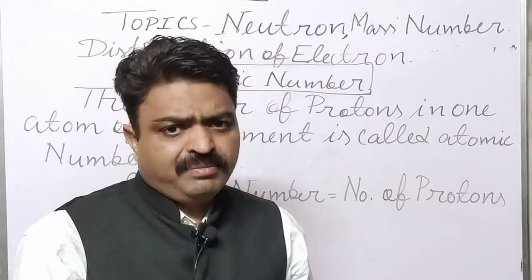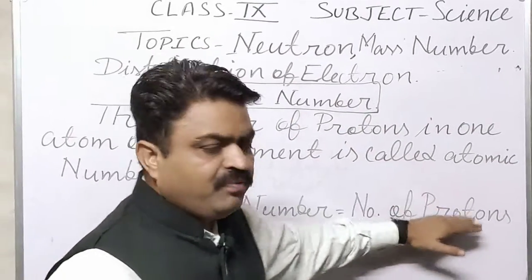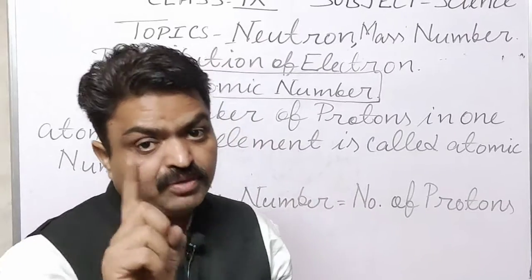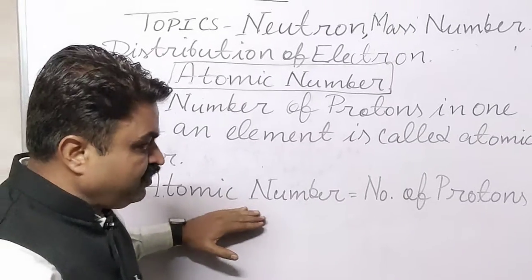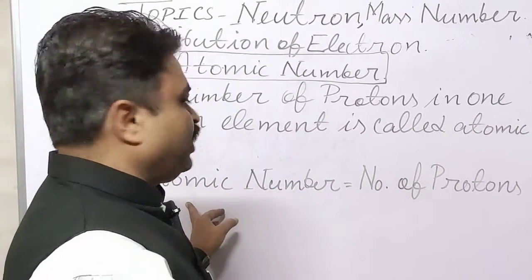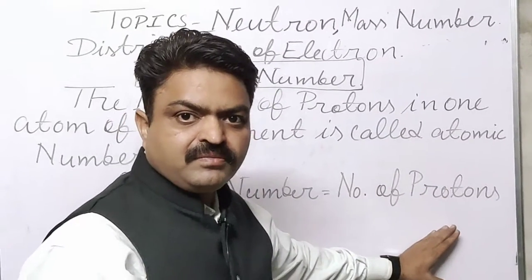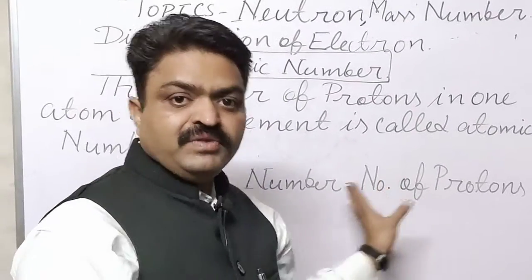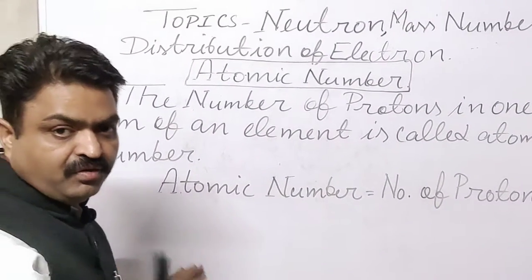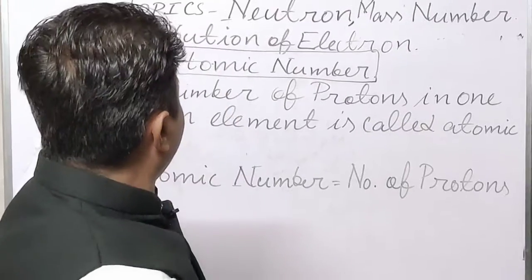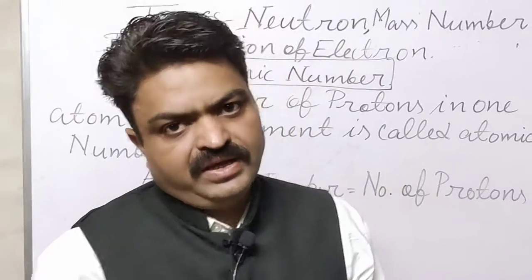And how can we know about the atomic numbers, student? We can know the atomic number with the help of number of protons. Means the number of proton is always equal to the atomic number. So if we know the number of proton, then we can know atomic number. Or if we know the atomic number, then we can know the number of proton. Means because they are equal to each other. Now with the help of the atomic number of the element, we can find the distribution of electron in an atom of an element.